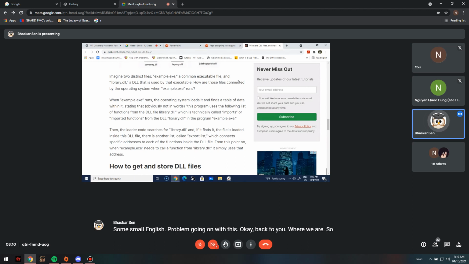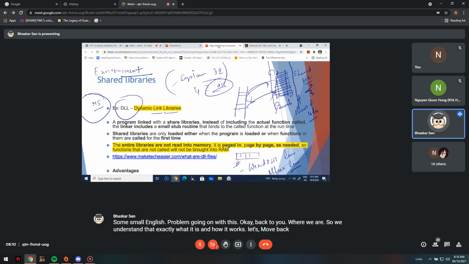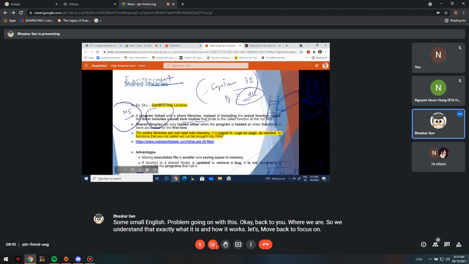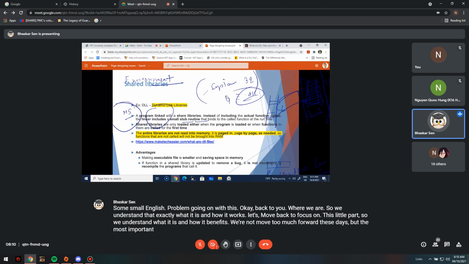So we understand exactly what it is and how it works. Let's move back to focus on this little part. So we understand what it is and how it benefits. We'll not move too much forward at this stage, but the most important thing is to understand how these things work. So what are the benefits?